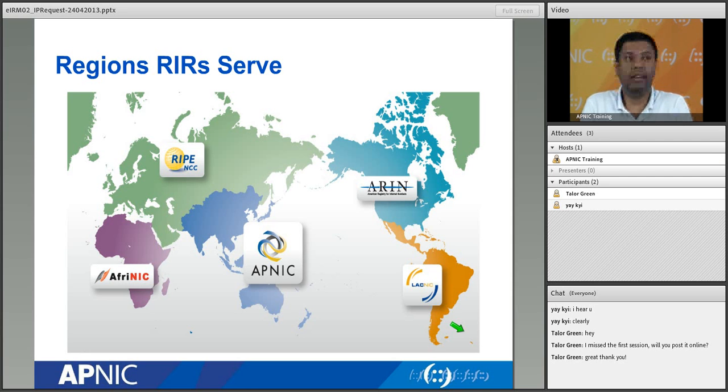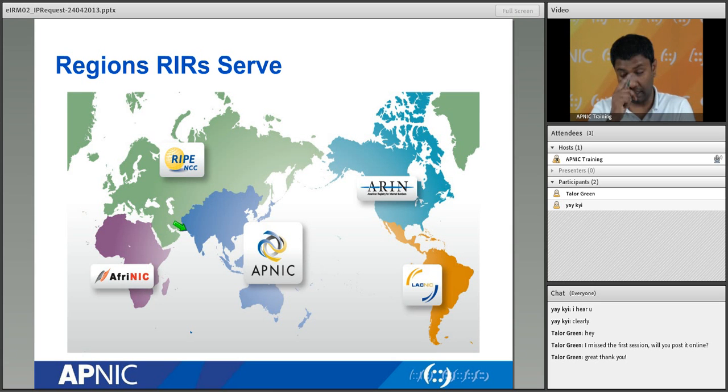As I said, regional internet registries. There are 5 regional internet registries. APNIC is one of them. APNIC serves Asia Pacific. If you see the jurisdiction of APNIC, this is the APNIC region. On the west we have Afghanistan, India, Sri Lanka, and on the east Australia, New Zealand, Guam, Japan and Mongolia, and this part.